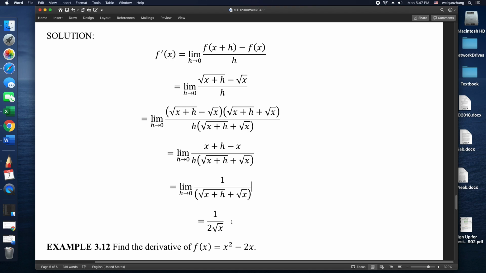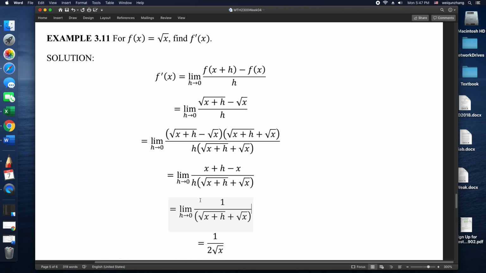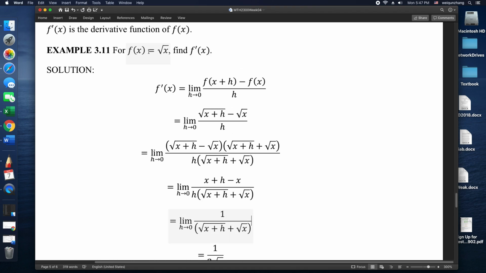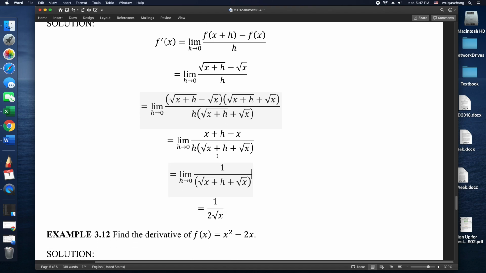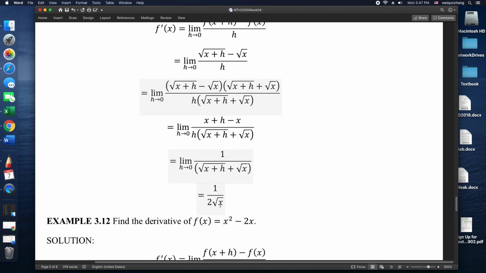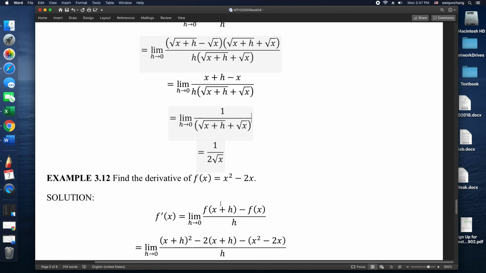And next week, we are going to match this result with the formula, the so-called power rule for derivatives. But anyway, for now, let's try to remember this is calculated from the definition. The derivative of square root of x is 1 over 2 times square root of x.